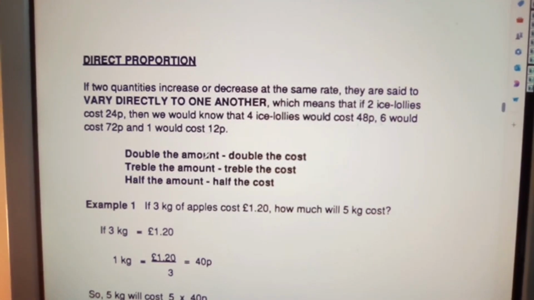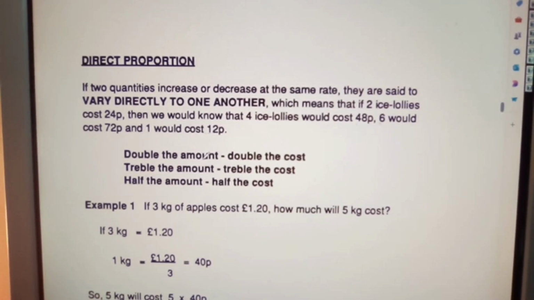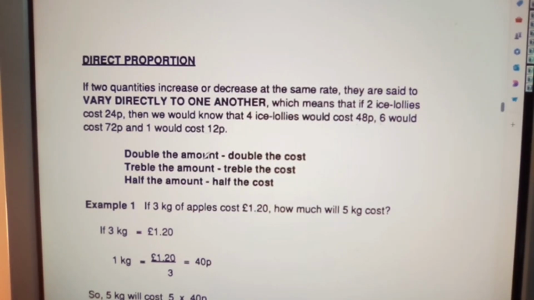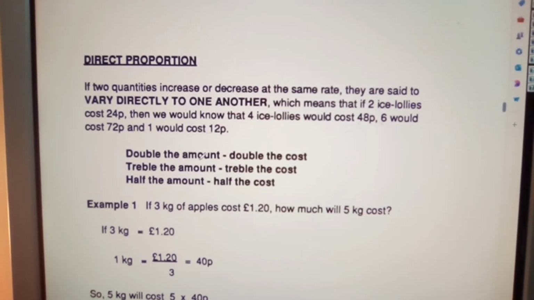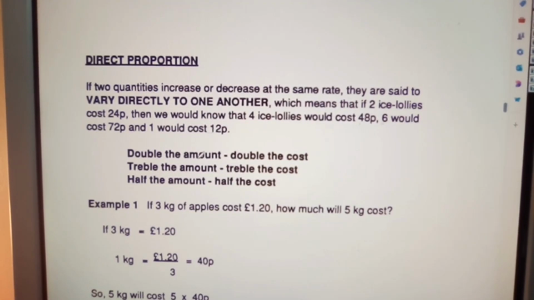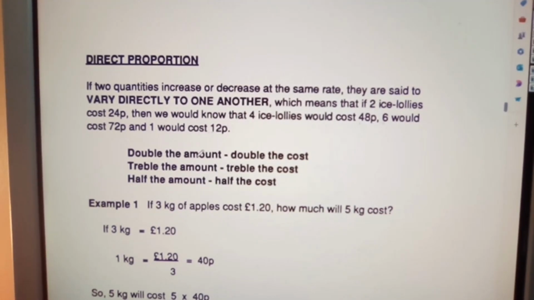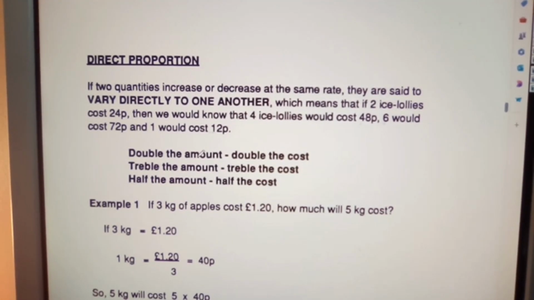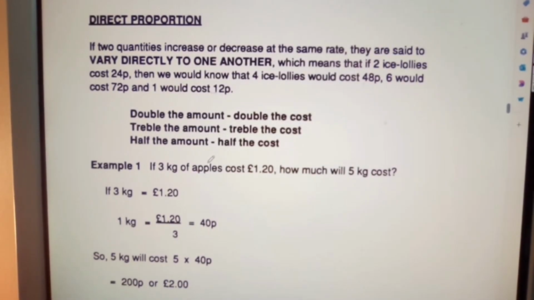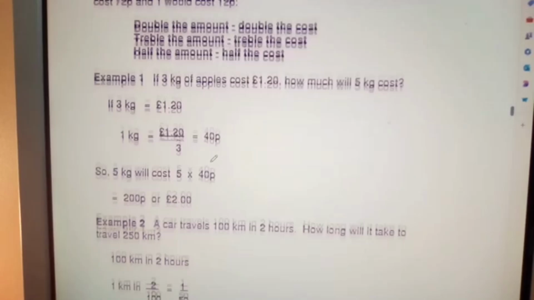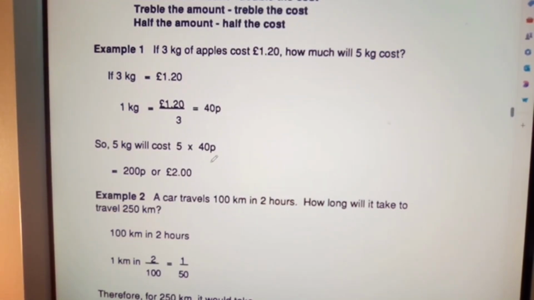Now again, direct proportion. If two quantities increase or decrease at the same rate, they are said to vary directly to one another, which means that if 2 ice lollies cost 24 pence, then we would know that 4 ice lollies will cost 48 pence. 6 would cost 72 and 1 would cost 12. Okay? Etc. Again, write this down for yourself so that you know what you've been asked to do.